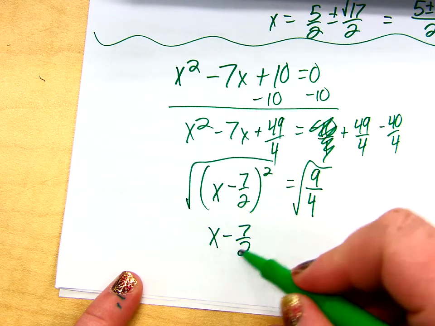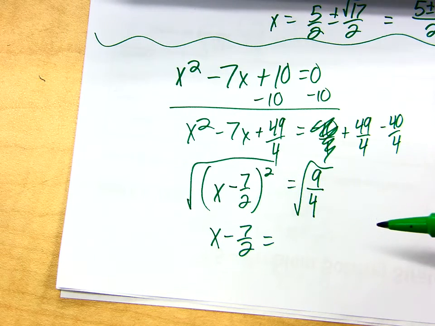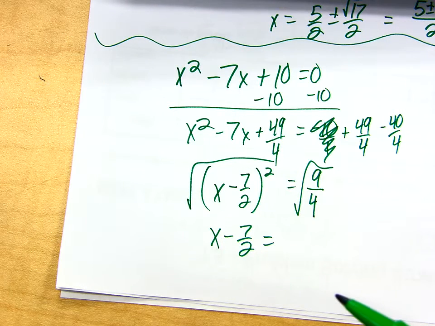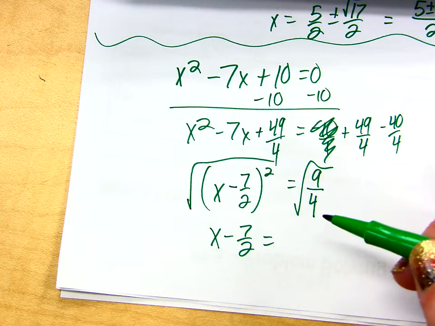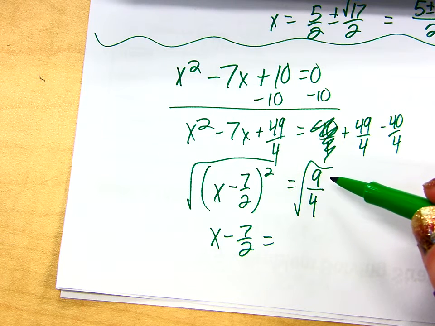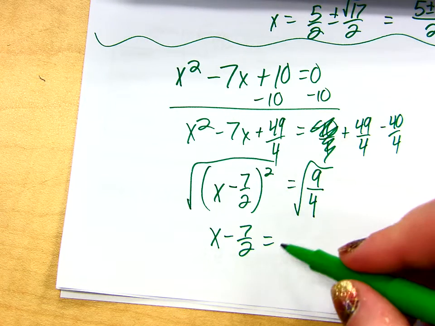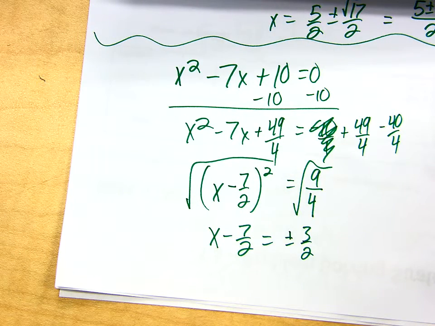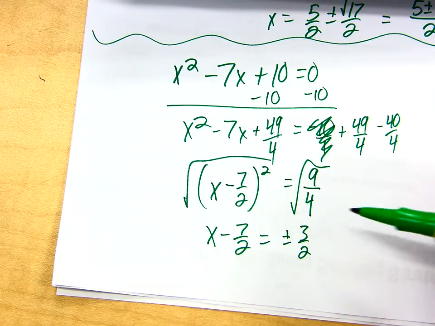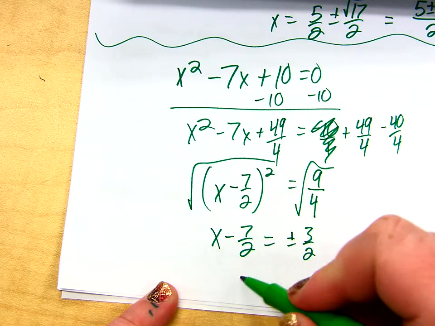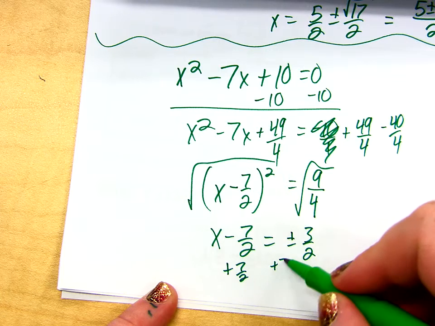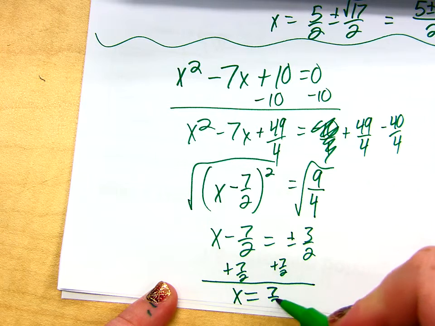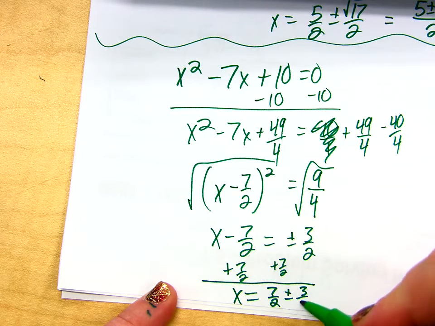So we get x minus 7 halves equals, what's this? The square root of 9 is plus minus 3. Isn't it just 3 over 2? Because the square root of 9 is just 3. Square root of 4 is just 2. So this one came out really nice. It's just plus minus 3 over 2. And now let's just add 7 over 2 to the other side. 7 over 2 plus minus 3 over 2.